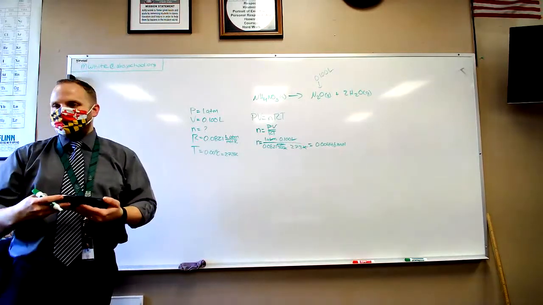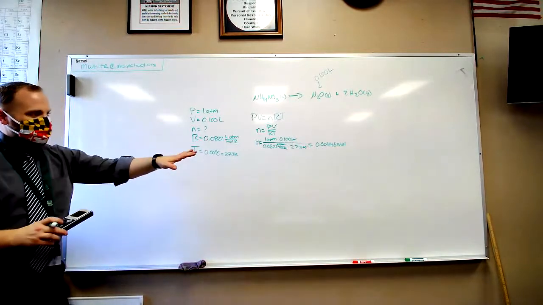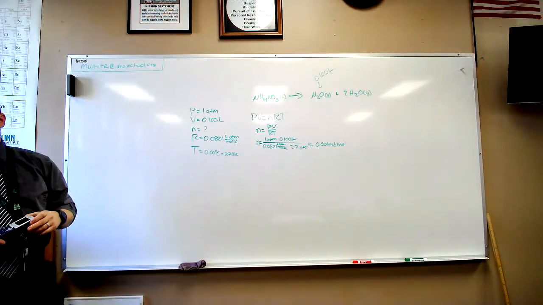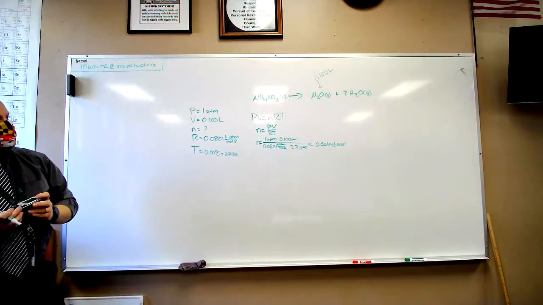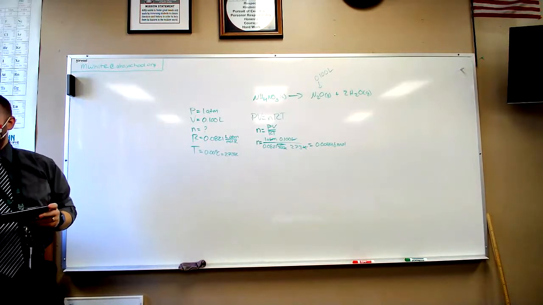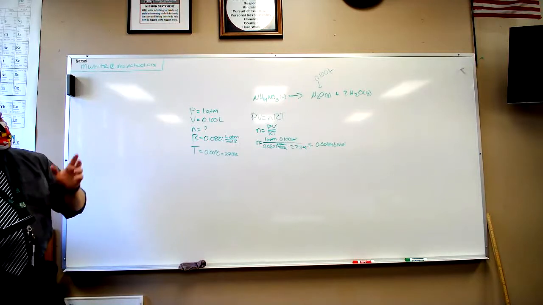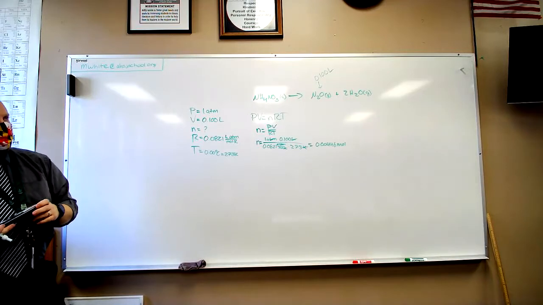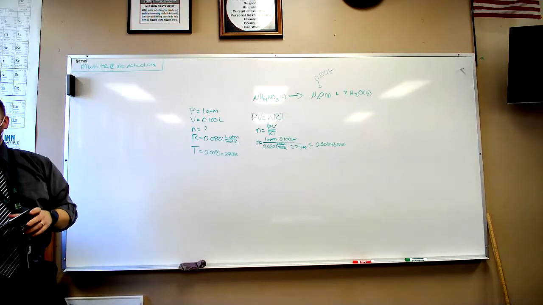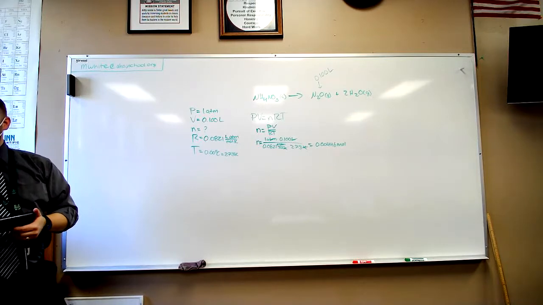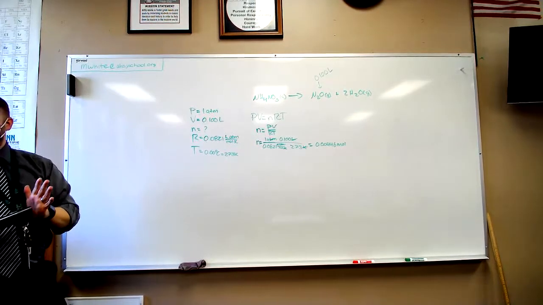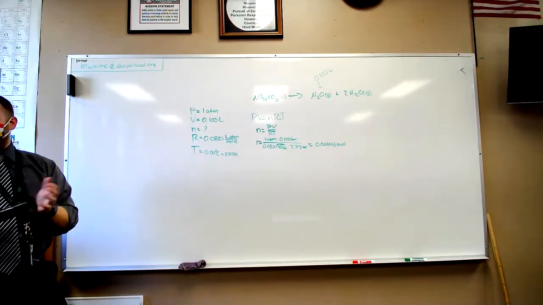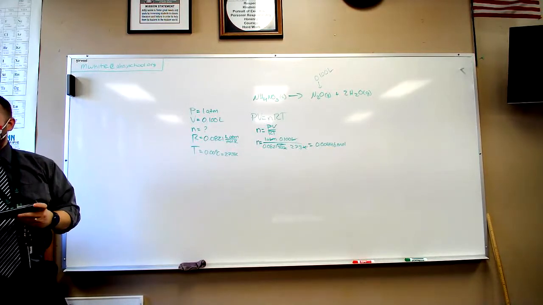0.100 liters at STP. Okay, so now that we have moles, now we can use our stoichiometry. Now this is nice because guess what? It's a one-to-one relationship. So if we need to have 0.00446 moles of dinitrogen monoxide, how many moles of ammonium nitrate do we need? One-to-one. It's the same, right?